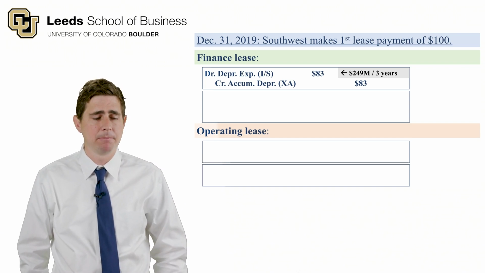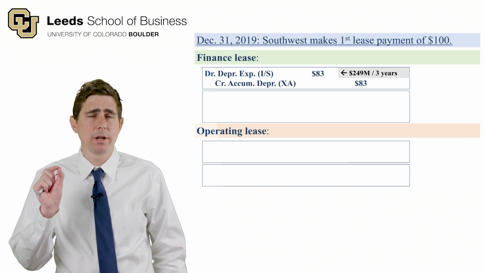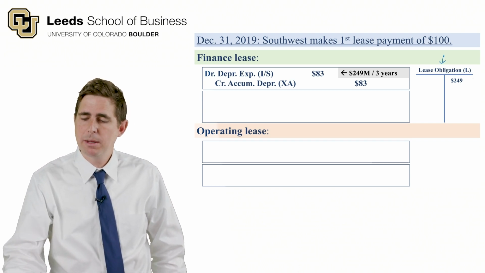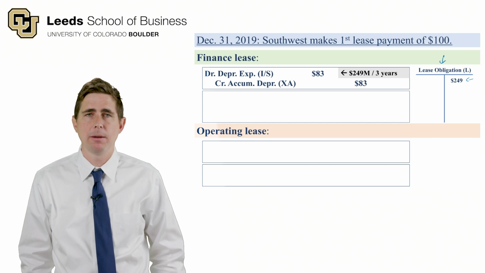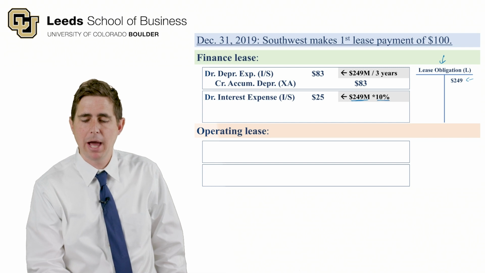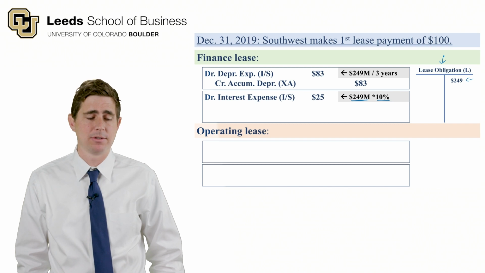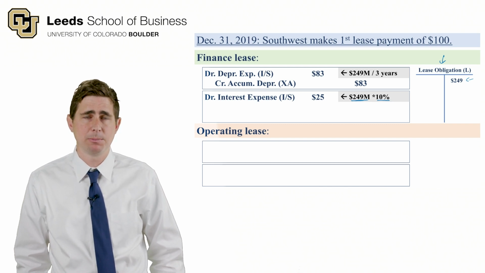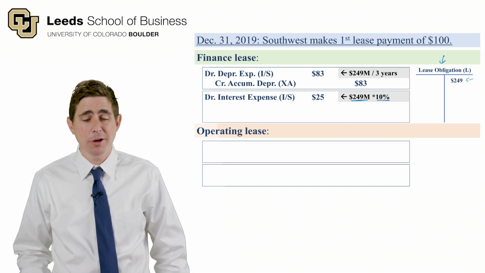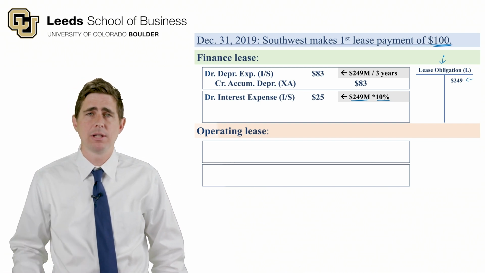How about the liability? Well, the liability, we treat it like a bond, so it's going to be similar to bond accounting. First, let's record interest expense. So here's our lease obligation T account. It's got an opening balance of $249, and that's a credit balance. We're going to take that credit balance of $249, the beginning balance, and multiply it by the effective interest rate of 10%. $249 times 10% is $25, and that's what we'll record as a debit to interest expense on the first year's income statement. Now, at the same time we're recording interest expense, we're also making this cash payment, aren't we? We're making a $100 cash payment to the financial institution that leased us the asset.